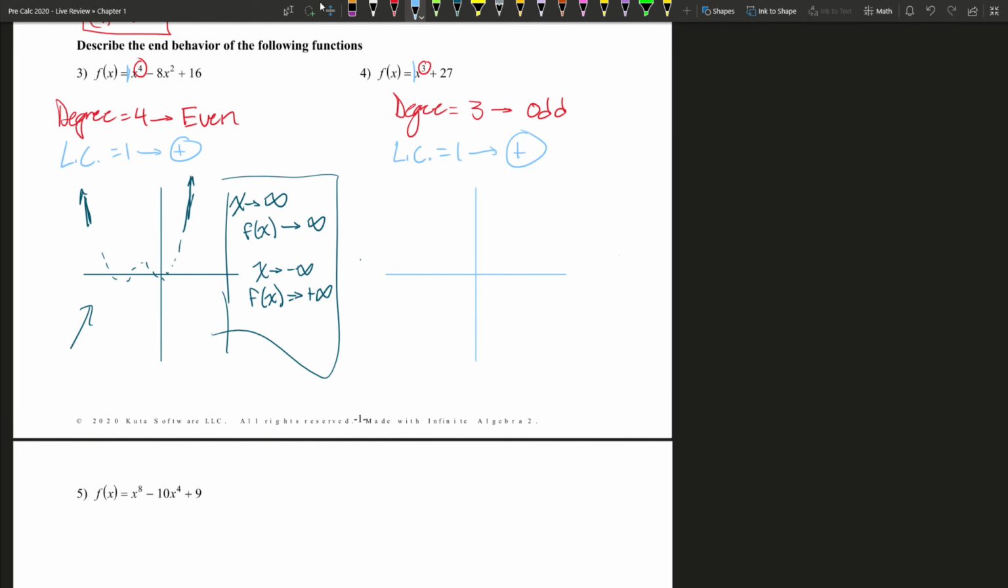So when we draw this, we're going to start down low and end up top. And again, if you wanted to write this in kind of formal terms, as x approaches positive infinity, so as x goes way to the right, f of x will also approach positive infinity. As x approaches negative infinity, the opposite happens. So as you go left, f of x goes down.